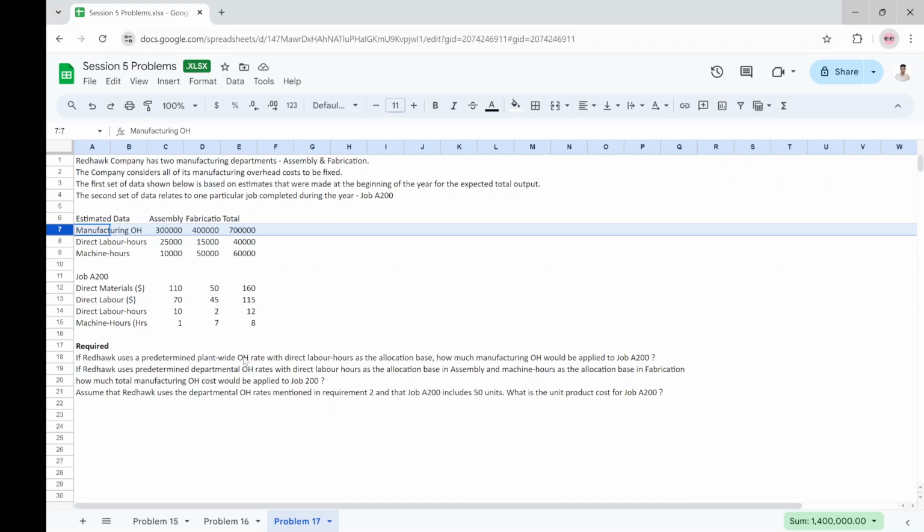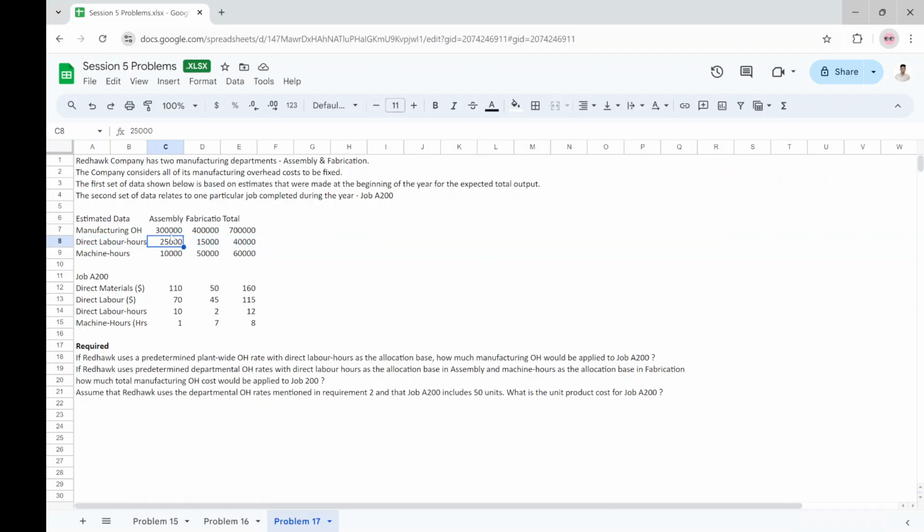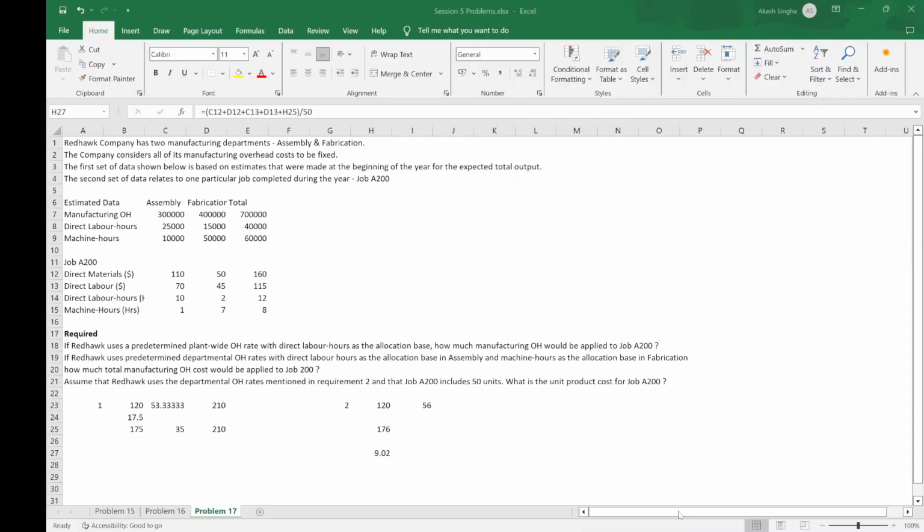For A200, the plant-wide predetermined overhead is allocated with direct labor hours. So if direct labor hours are 2500, manufacturing overhead was this. We have to calculate the rate for all three: 4 lakh by 15,000 and 7 lakh by 40,000. And then we have to calculate how many hours we have used here. Let's see if I have done it or not. What will be the value of manufacturing overhead for direct labor for assembly, divided by direct labor, which is 12.